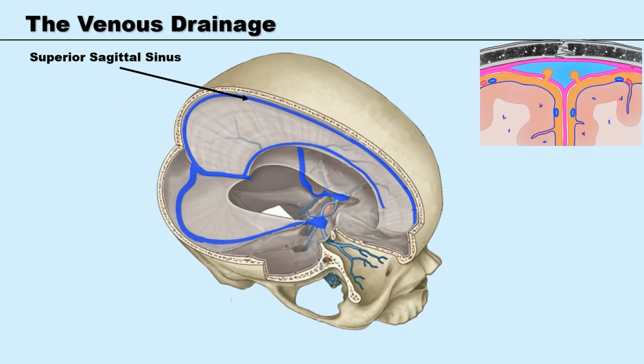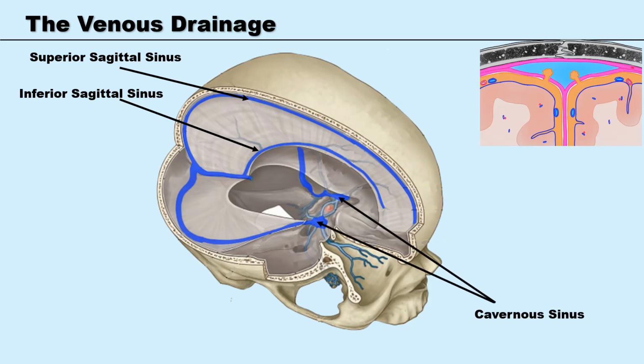Running along the free end of the falx cerebri, we have the inferior sagittal sinus. We also have this very special sinus here. This is the cavernous sinus. This acts like a vein, but it is also important to remember that the cavernous sinus contains other structures rather than simply waste metabolites. The cavernous sinus contains the oculomotor nerve, the ophthalmic nerve, the abducens and the trochlear nerves, and it also contains the internal carotid artery.